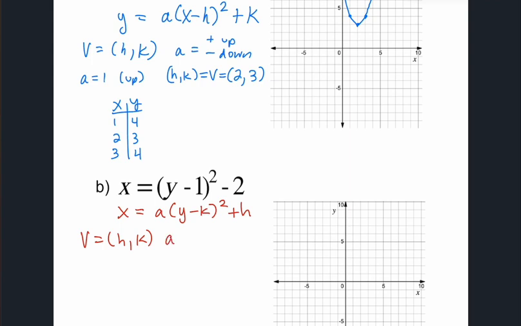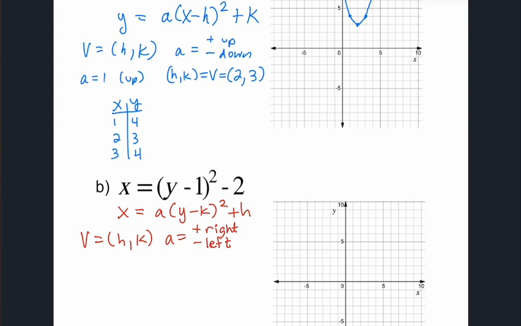If a is positive, it's not going to open up. It is going to open to the right. If a is negative, it's going to open to the left. So that's what the a does here. It flips it on its side. So these are laying on their sides.